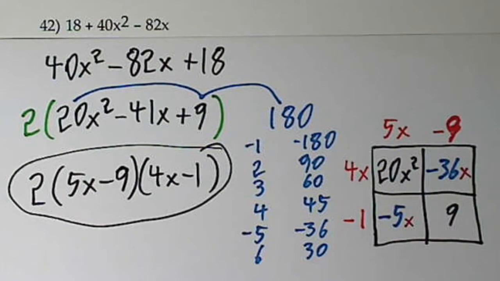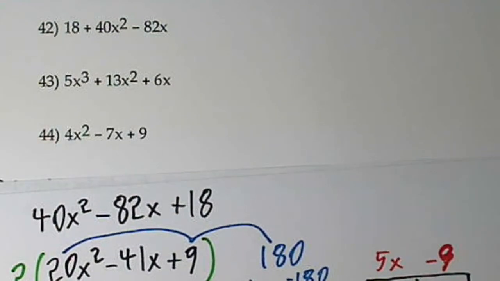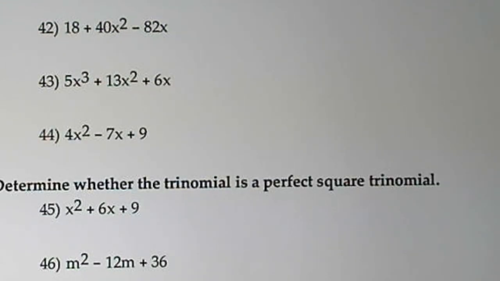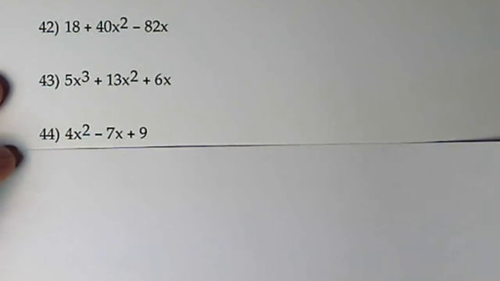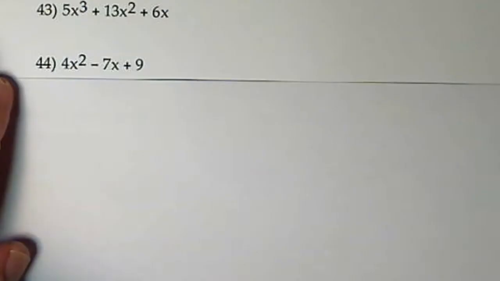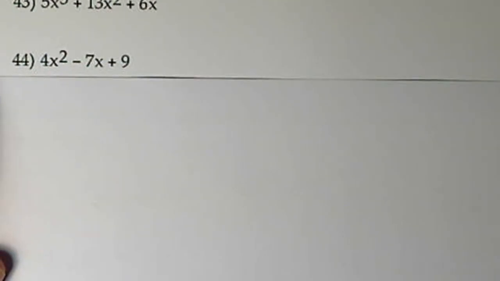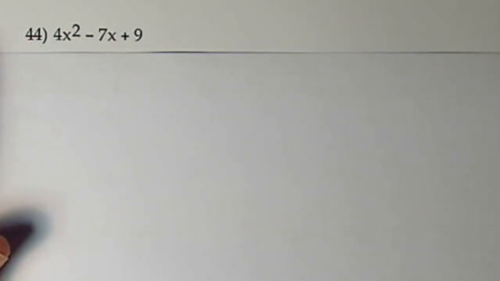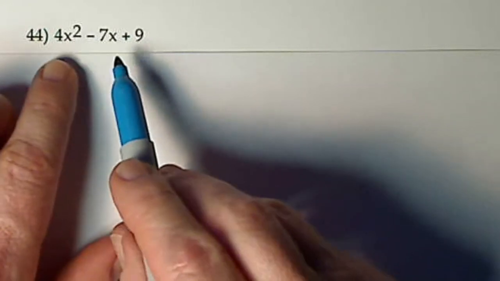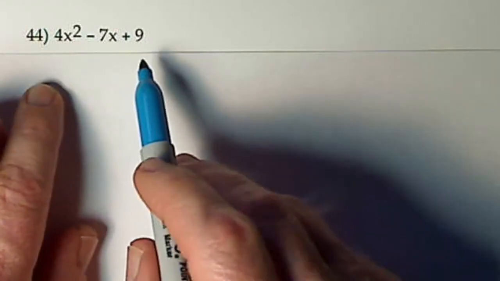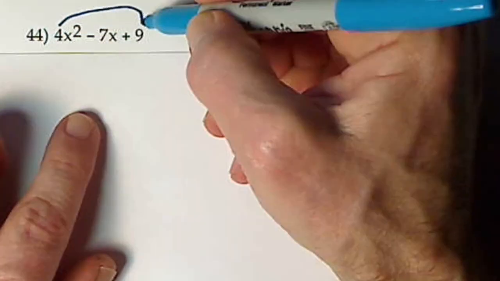So let's see, we'll also take a look at, that was number 42. We'll look at 44. I think we'll zoom in a little bit on this one. There we go. Okay, proceeding down your list. Number 1, is there a GCF? No. Number 2, do you have 2 terms? No. Do you have 3 terms? Yes. Is there something in front of x squared? Yes. So you can use box method or factor by grouping.